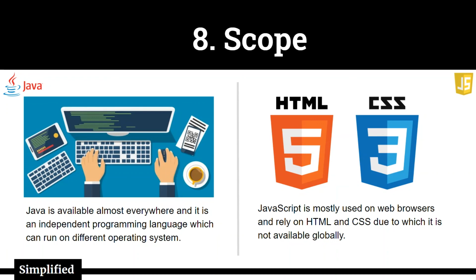JavaScript uses function-based scoping, as the variable can be accessed in the function.